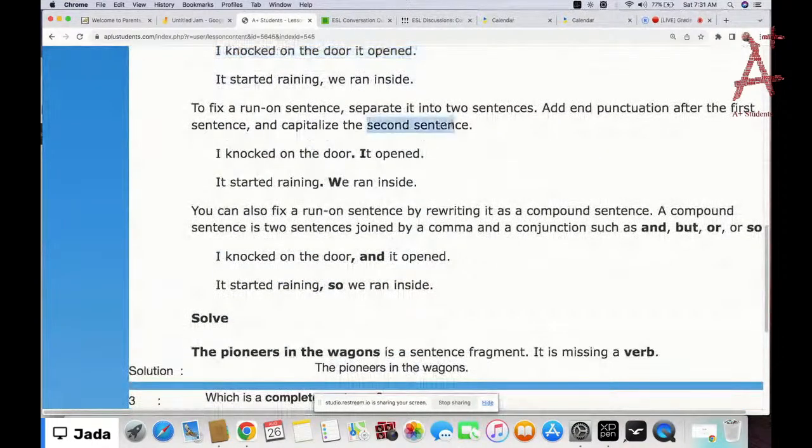And also for a run-on, you can make it a compound sentence with a conjunction, which is and, but, or so. You include a comma to make it a compound sentence. So that's it. We have the sentence, the sentence fragments, and the run-ons. We'll move on and see some examples, and after that, we go to the test.